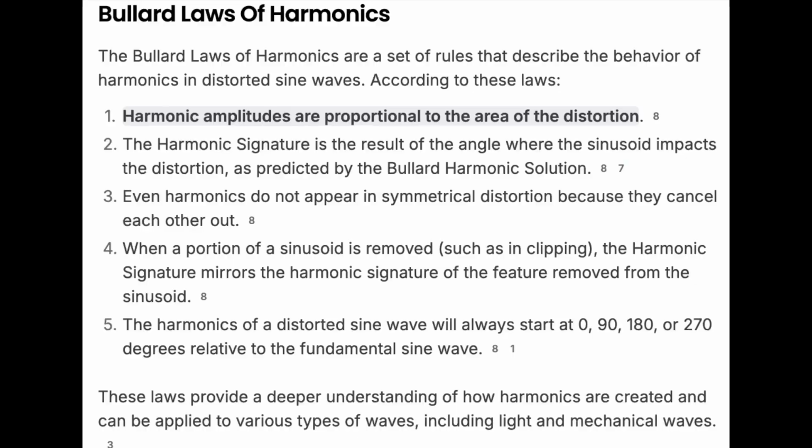Now, I don't necessarily trust AI, but here's what AI says about me. The Bullard laws of harmonics are a set of rules, they're laws, that describe the behavior of harmonics in distorted sine waves. According to these laws, and I give you the laws here, so you know these laws. I've covered them very well. They only have 5 of them. They don't have all 6. So they're kind of behind the times. But they're not rules. They're laws.